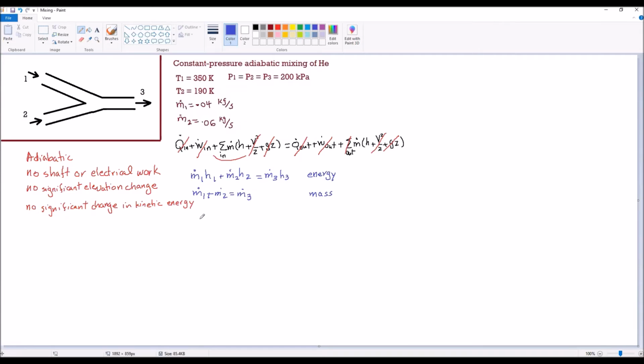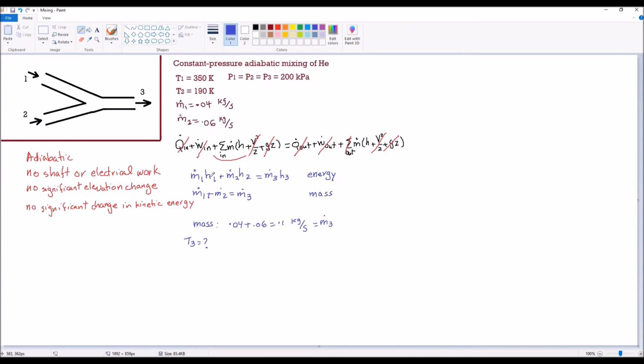First of all, the mass equation simplifies to 0.04 plus 0.06, and the answer is 0.1 kilograms per second. That is m dot 3. So we already calculated the mass flow rate of helium coming out. Then let's say we want to determine the temperature of helium at the exit.